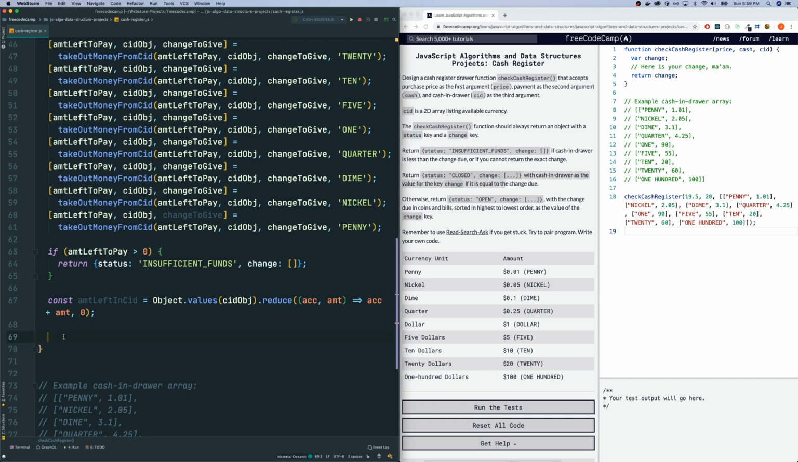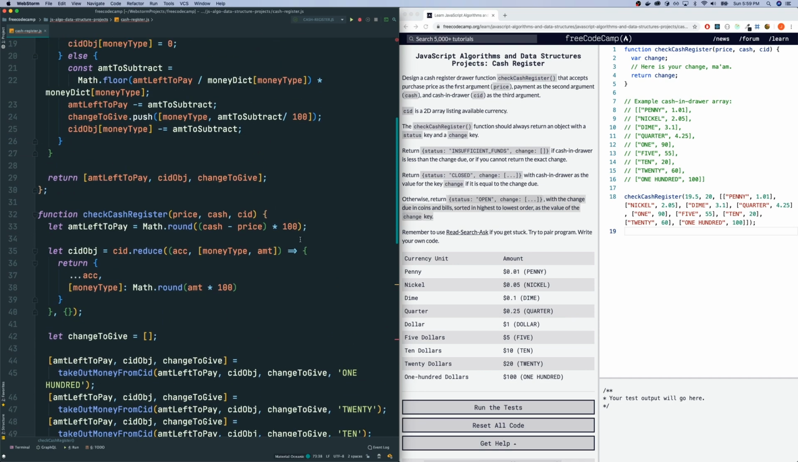Okay, now if amount left in CID is greater than 0, then we're dealing with this open situation because we still have money in the bank. Otherwise, we don't even need this else because we're going to return something in here. We're dealing with this close. So if we're dealing with close, let's do return status capital closed and change. This is very important. Change with cash in drawer as the value of the key change.